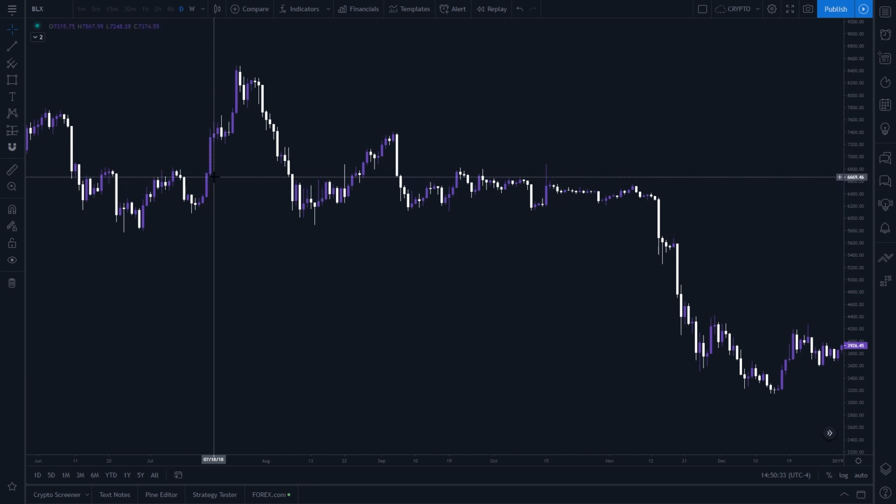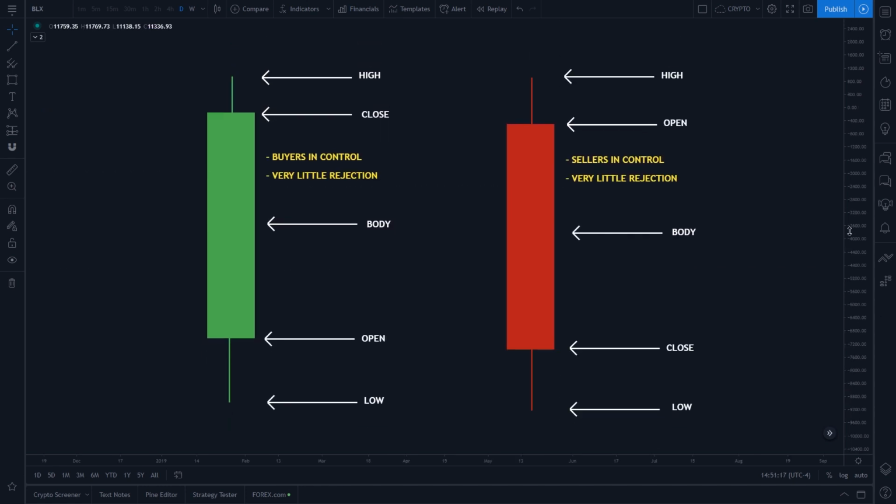So when I refer to the session from here on out, that's what I'm going to be referring to. On a daily chart, each candle is a day. On the hourly chart, each candle is an hour, so on and so forth, 4 hours and all of that good stuff. This is the first drawing that I got.